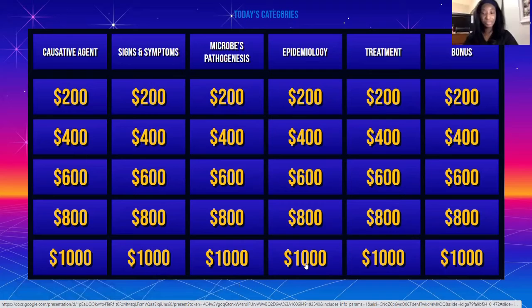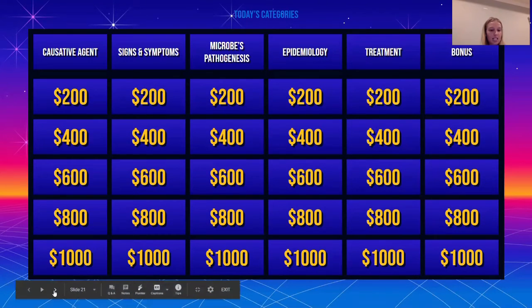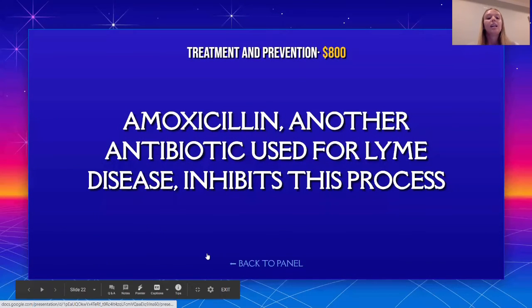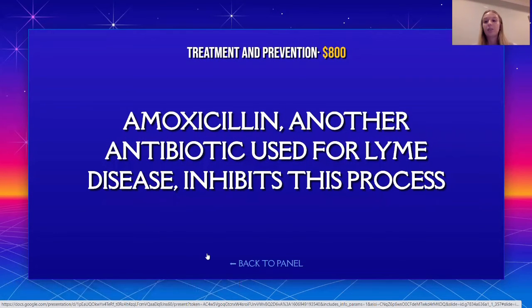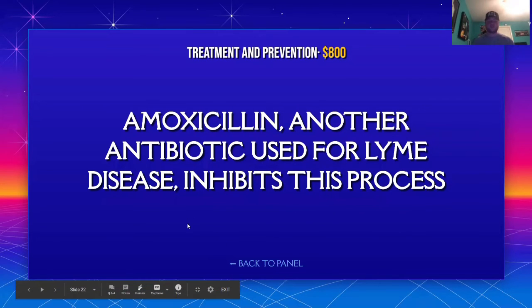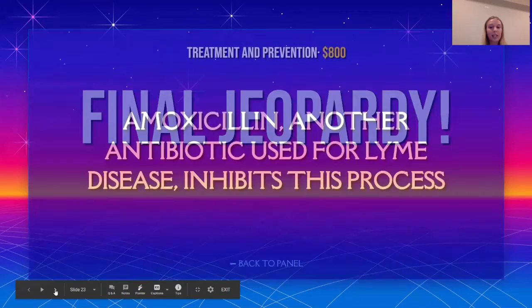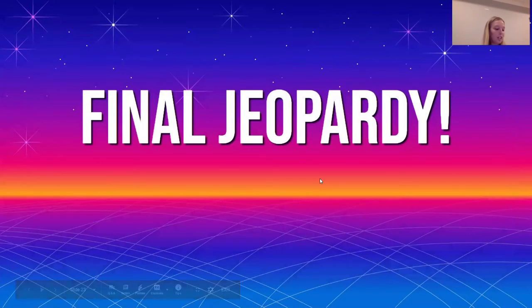All right, can I do treatment and prevention for 800, please? Yep, that sounds good. All right. Amoxicillin, another antibiotic used for Lyme disease, inhibits this process. Reese? What is replication and transcription? That is correct. All right, and that brings us to Final Jeopardy.